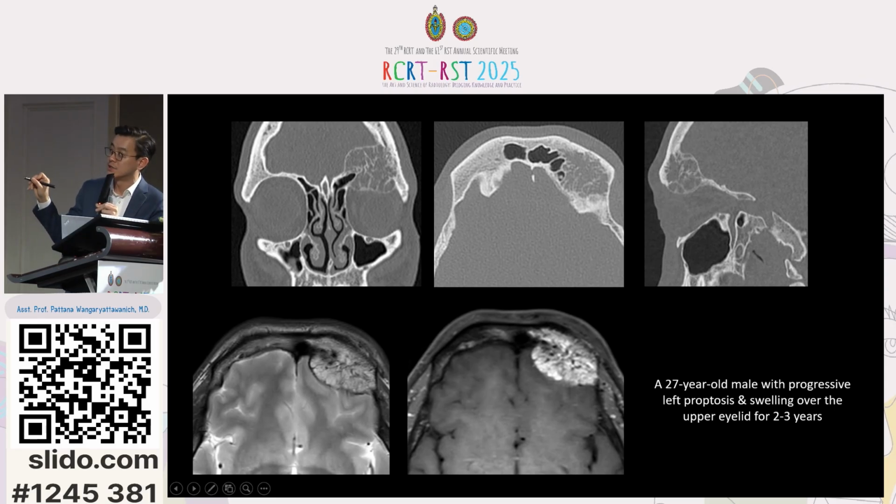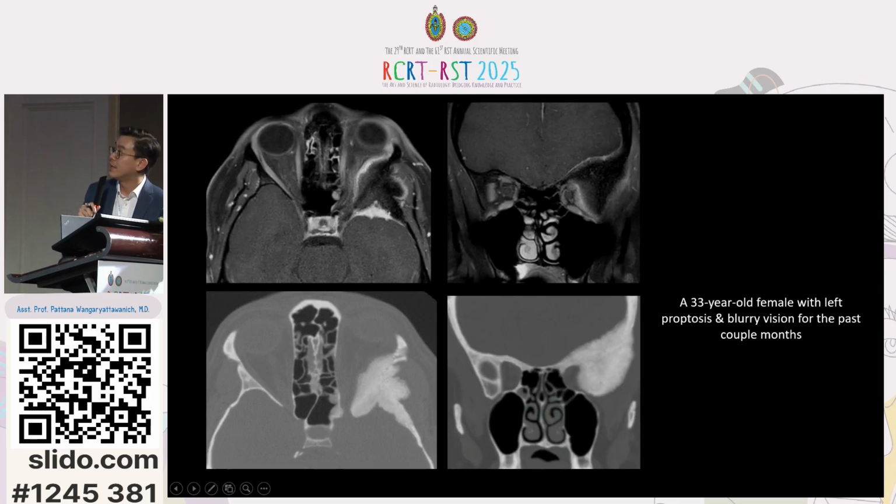And then on post-contrast, it shows pretty homogeneous and strong enhancement. So this is pretty pathognomonic, or classic, for intraosseous hemangioma. So the lesion arises from the bony orbit.